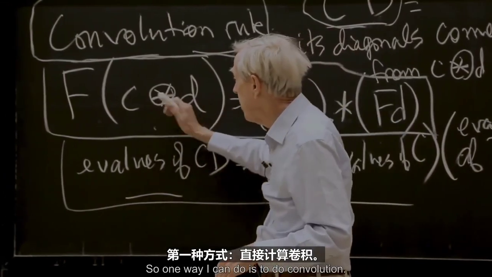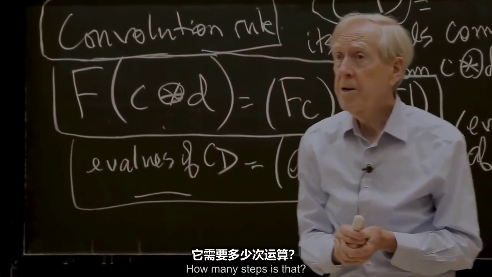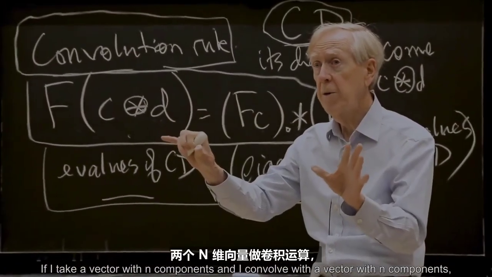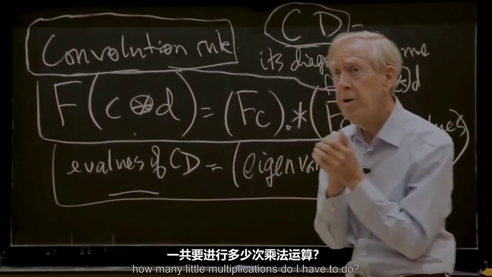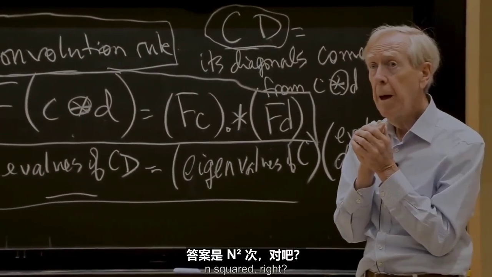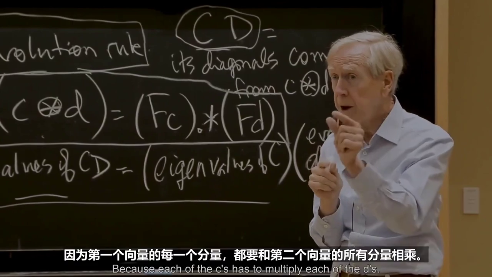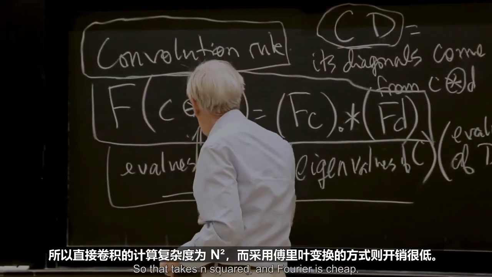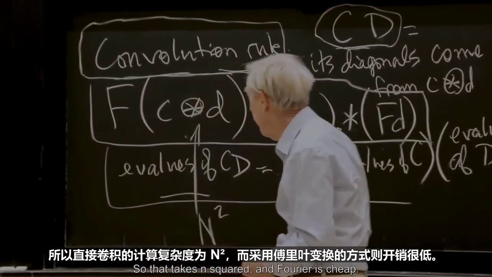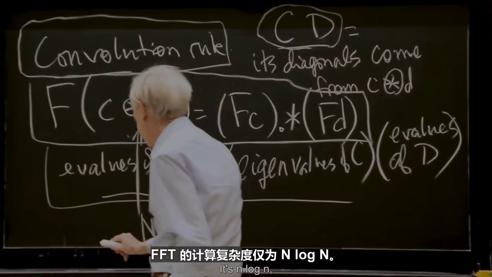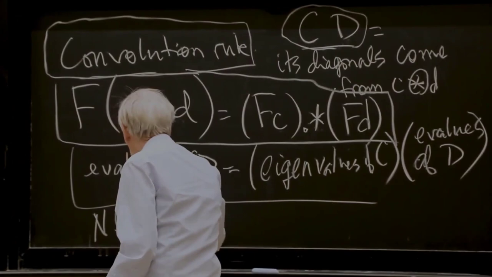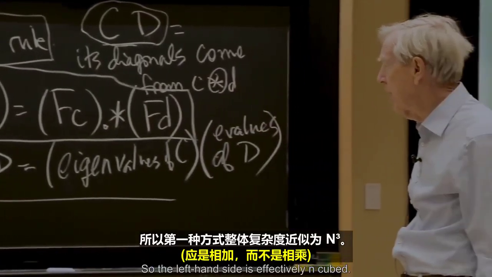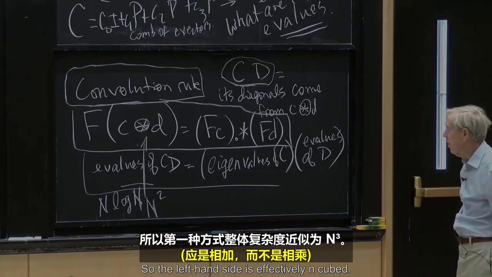So one way I can do is to do convolution. How many steps is that? If I take a vector with n components and I convolve with a vector with n components, how many little multiplications do I have to do? N squared, right? Because each of the C's has to multiply each of the D's. So that takes n squared. And Fourier is cheap. It's n log n. Log to the base 2. So the left-hand side is effectively n squared.